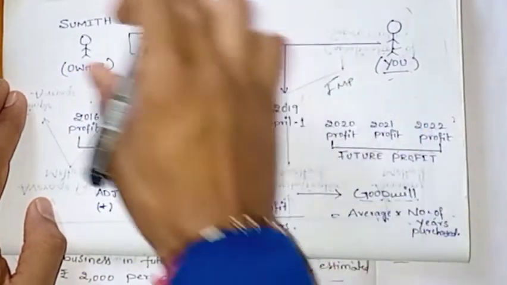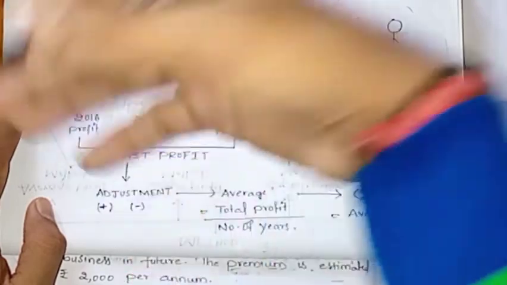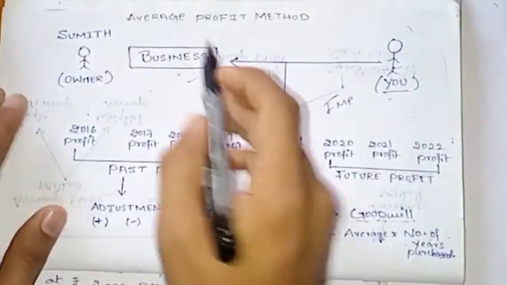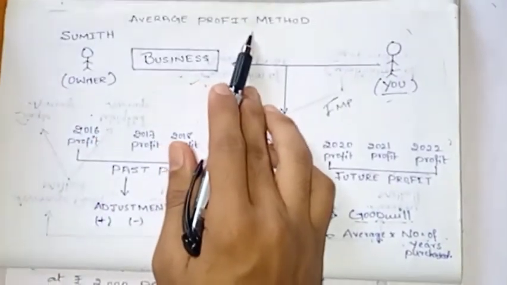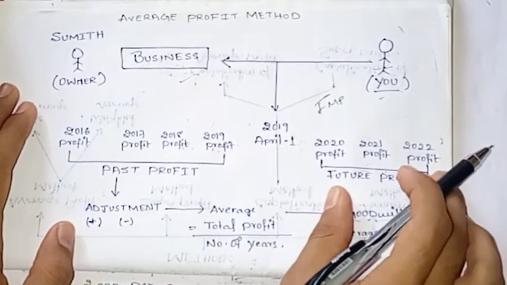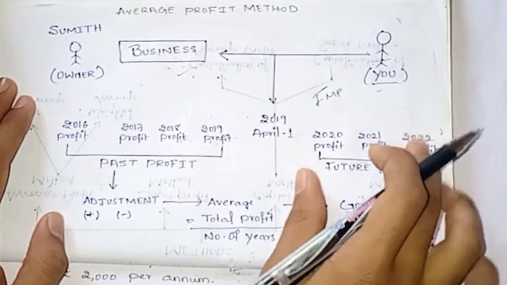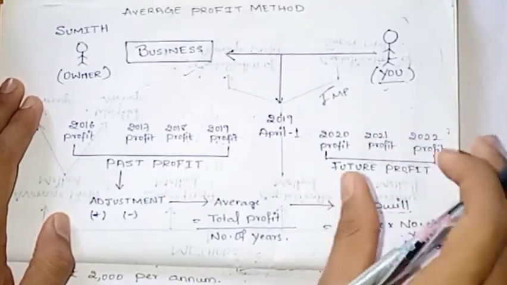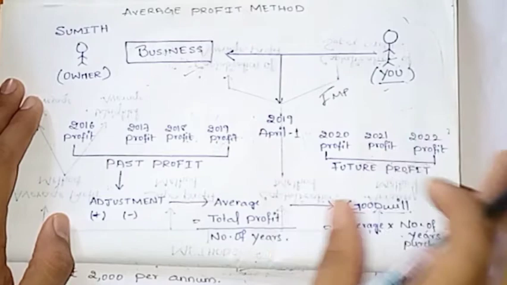So for that you have to pay the extra amount for this business. So in this average profit method, what we have to do is we calculate the future profit. That would be the average future maintainable profit. It is called FMP, future maintainable profit.